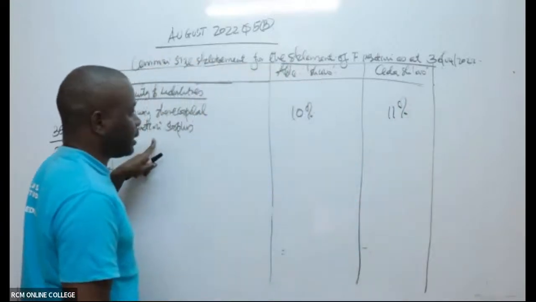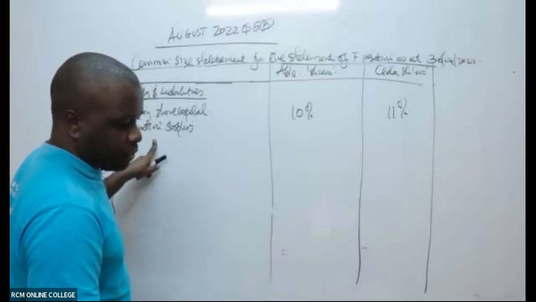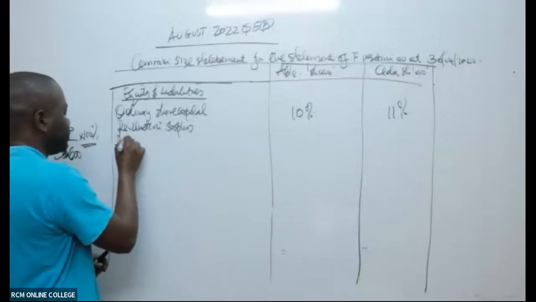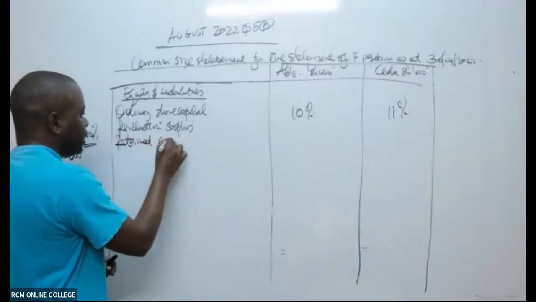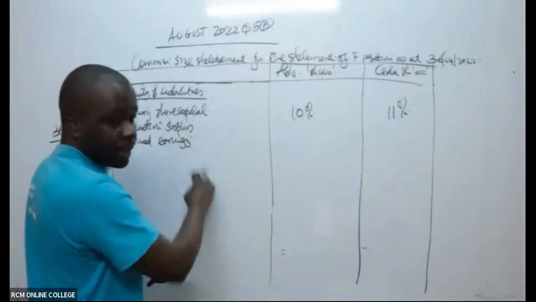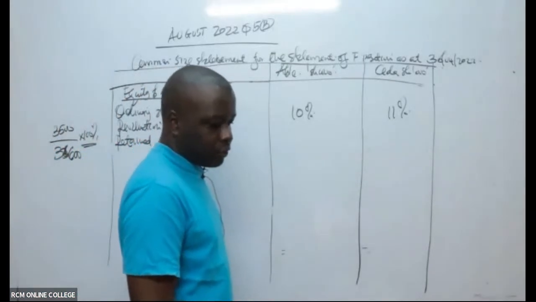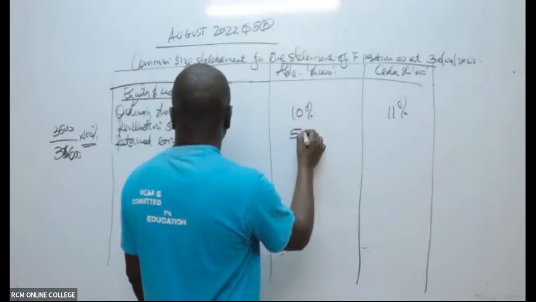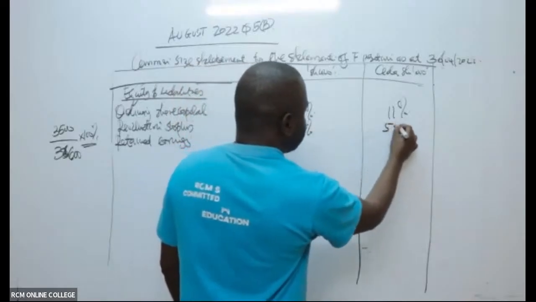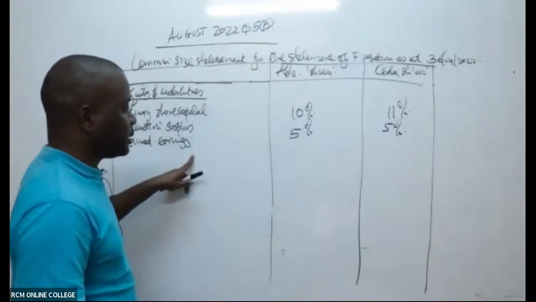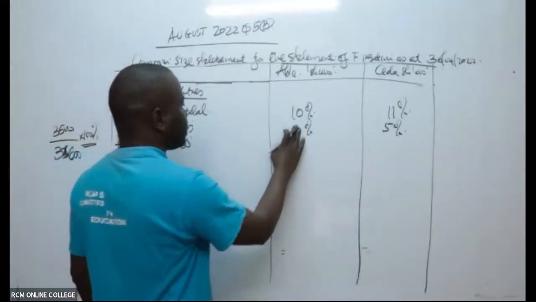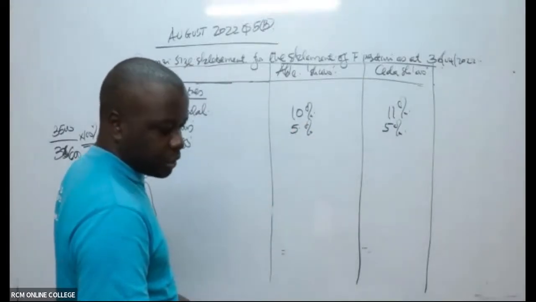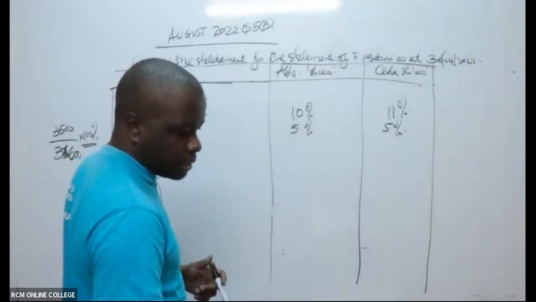What about revaluation surplus? We have revaluation surplus, then retained earnings. So revaluation surplus, 4.7, 5.2 and 4.7. So that is averagely 5%. So what about retained earnings? Retained earnings is 5.2.